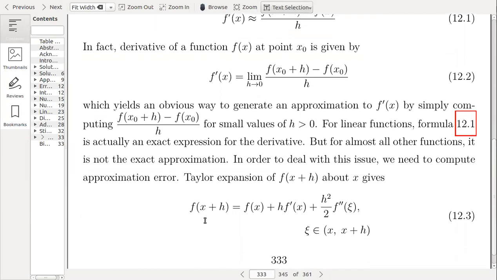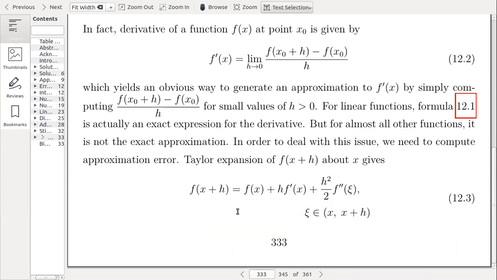So the Taylor expansion of f of x plus h about x can be written as f of x plus h is equal to f of x plus h f prime of x plus h square over 2 f double prime of xi, where xi belongs to the interval x to x plus h. So the Taylor expansion of f of x plus h about x is f of x plus h equals f of x plus h f prime of x plus h square over 2 f double prime of xi, with xi belonging to x, x plus h.